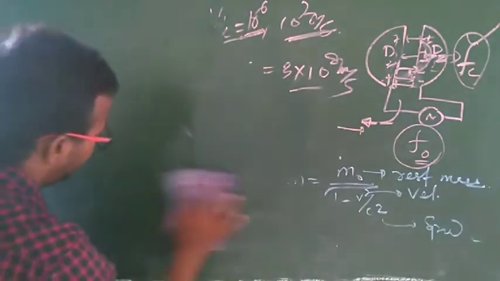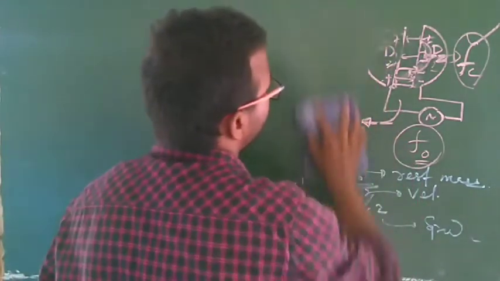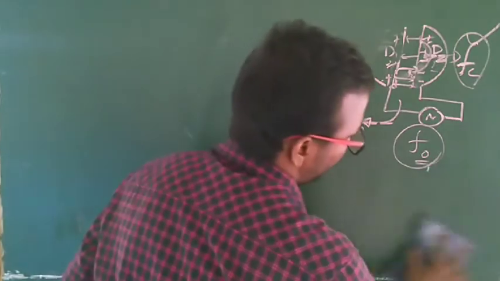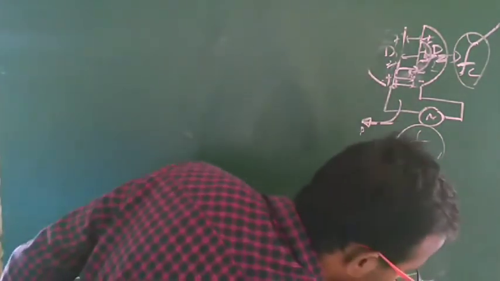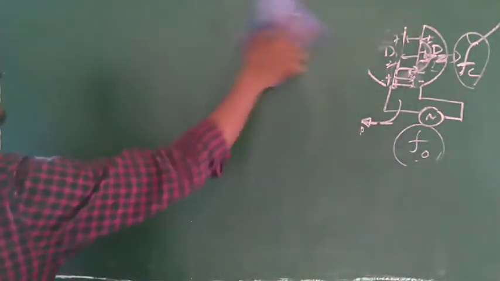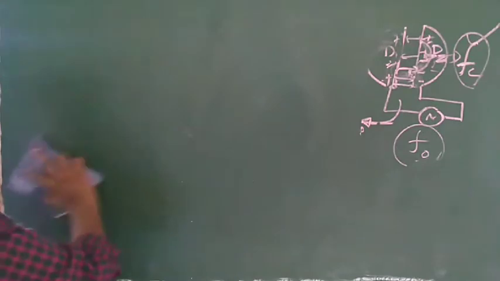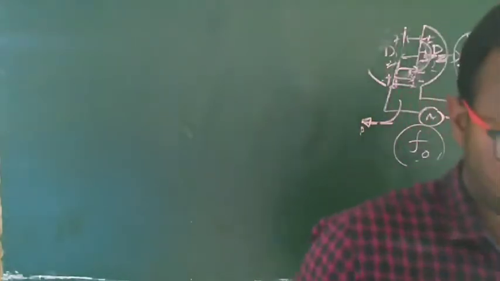So it cannot accelerate a charged particle like an electron, because it has less mass and its speed is nearly equal to the speed of light. So its mass changes. Due to the change in mass, its frequency changes. So we cannot use an electron. So this is the limitation of the cyclotron. Clear?